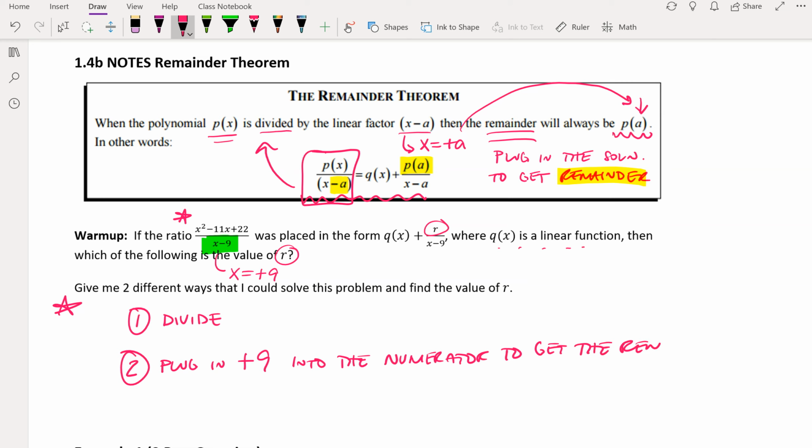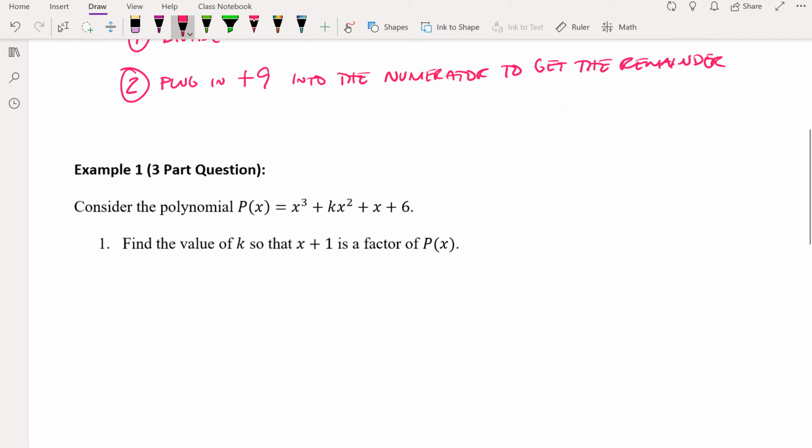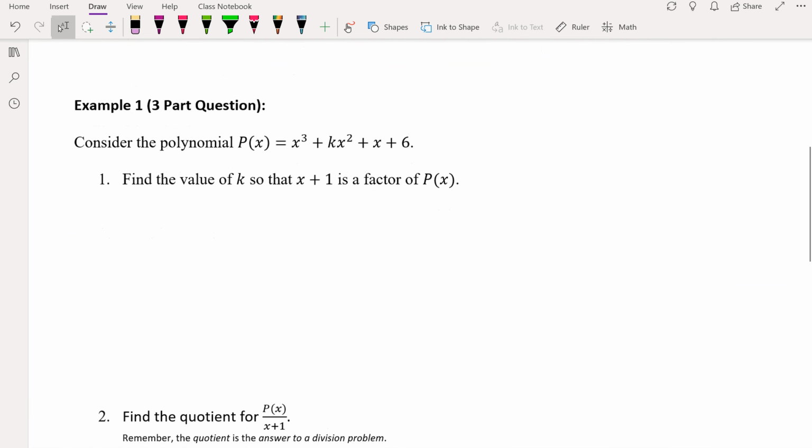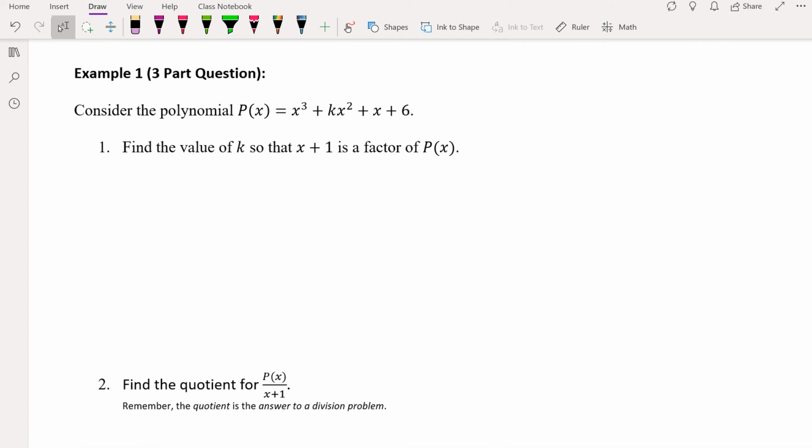So let's do an example, and then we're going to get a lot more practice today. Sweet. Here we go. Write down this entire example, please. It's a 3-part question, so you can go ahead and work on writing down both parts 1 and 2.